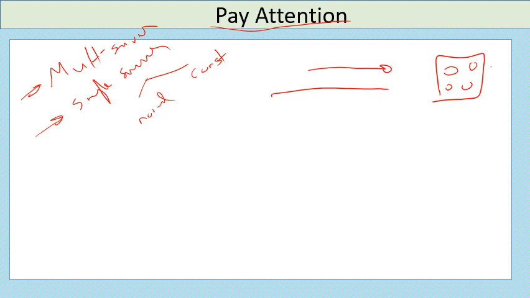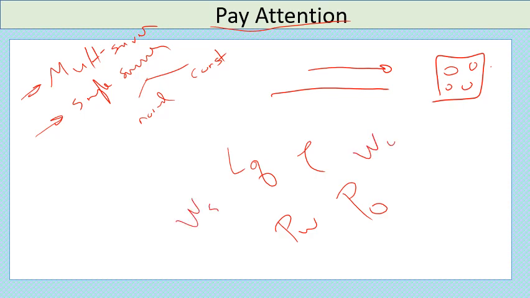The other tricky part in these questions is to know the symbols. You have to know the symbols and know what they're asking. Are they asking for rho, which is the server utilization? Are they asking for PW, P0, WS, WQ? You have to see what the question is asking.